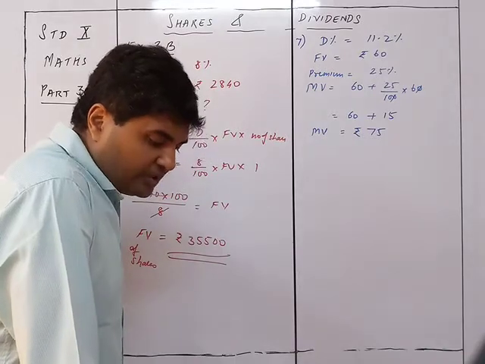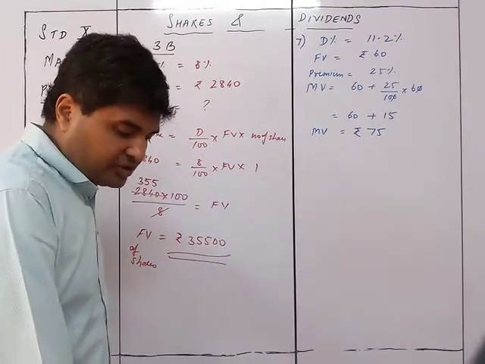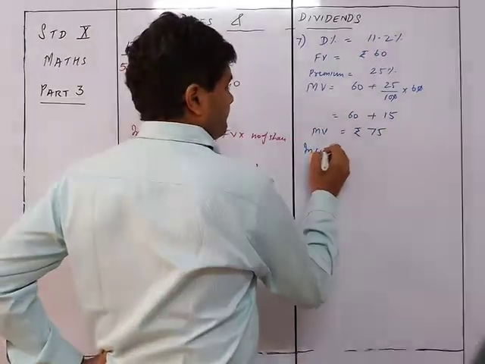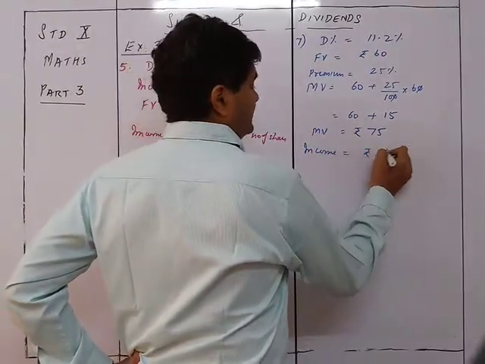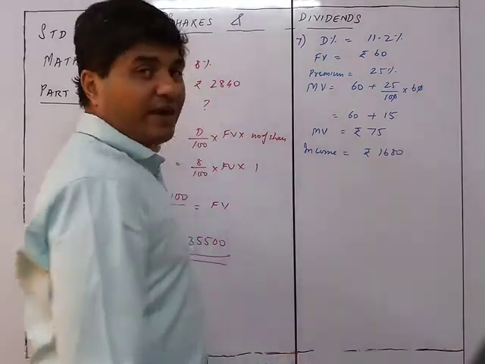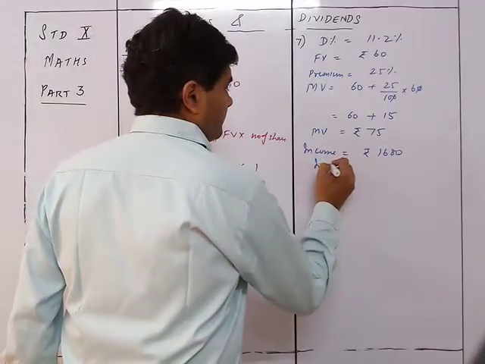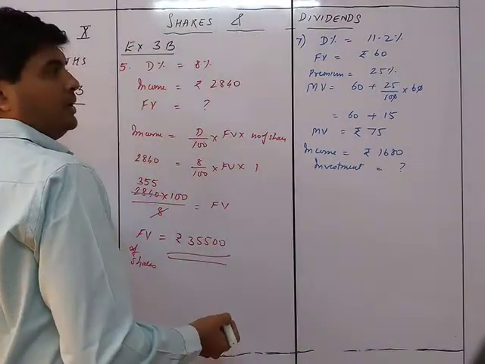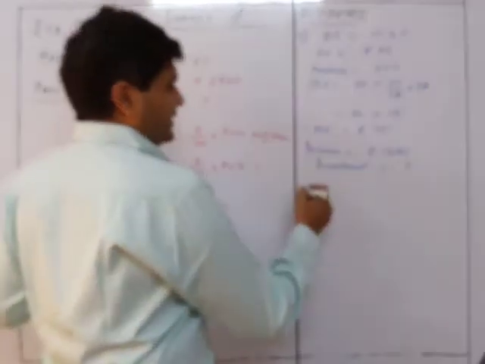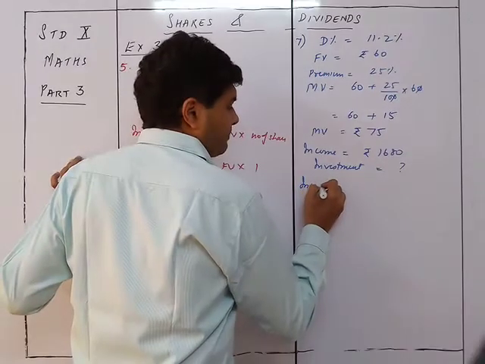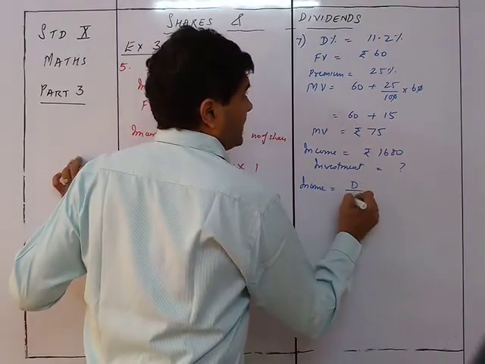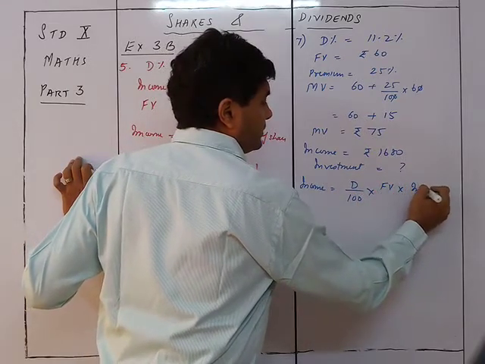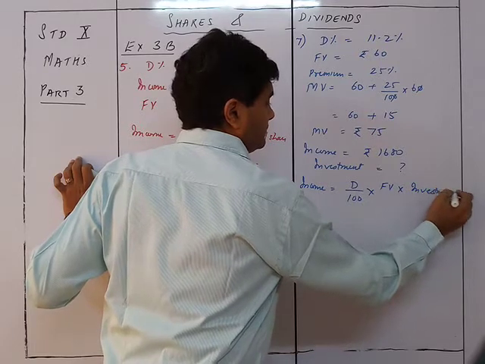How much should Rakesh invest in buying the shares of the company in order to have an income of rupees 1680? So income is equal to rupees 1680. We need to find out the investment. So investment is equal to question mark. Directly use the formula of income. So income is equal to dividend percent upon 100 into FV into investment upon MV.